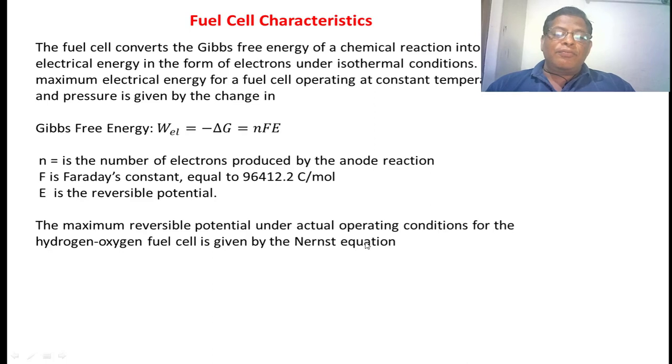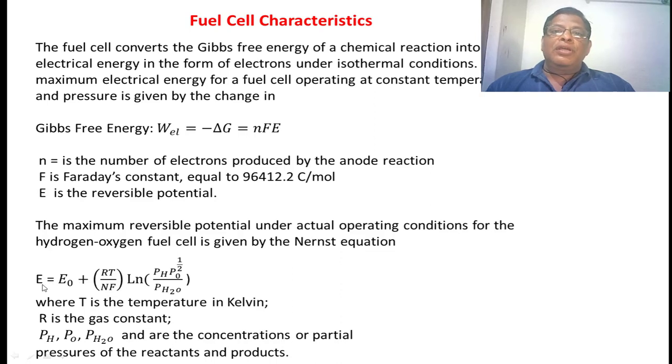The maximum reversible potential of the cell is given by the next equation: E equals E naught plus RT by NF, natural logarithm of pH2 PO2 by pH2O, where T is nothing but the temperature in kelvins, N is the number of electrons released at the anode, F is the Faraday constant, and pH2, PO2 and pH2O are the concentrations or partial pressures of reactants and products.